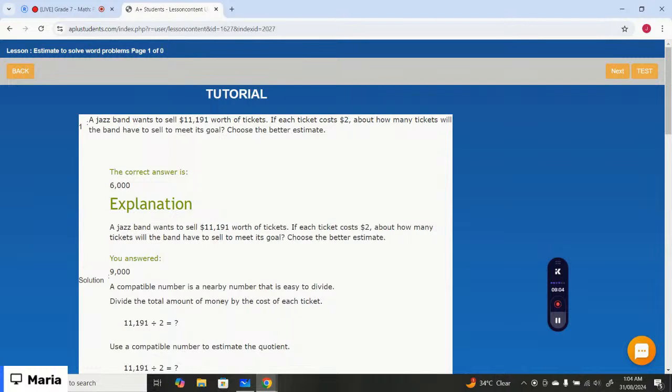Okay, so a jazz band wants to sell $11,191 worth of tickets. If each ticket costs $2, about how many tickets will the band have to sell to meet its goal? So they want to sell $11,191, right? And each ticket costs $2. You have to see how many tickets they will sell to meet the goal. So that means you need to divide that 11,191 by 2, right?